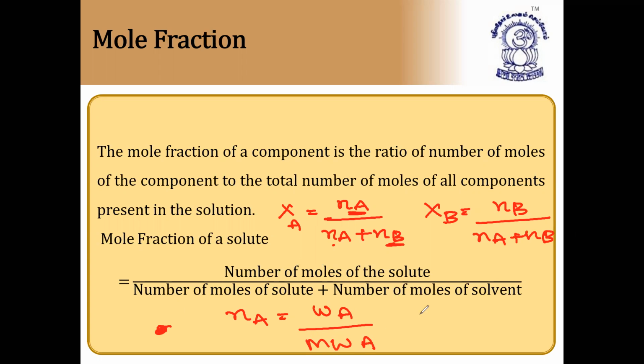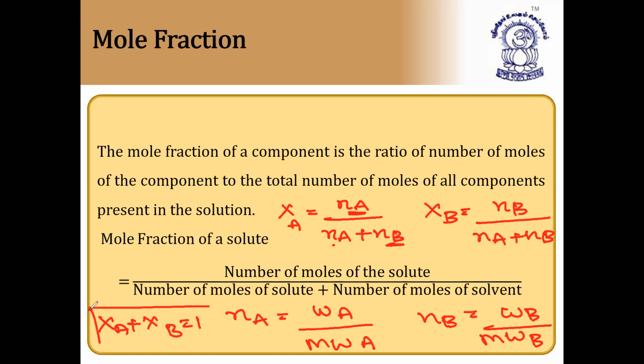Similarly, N of B is equal to weight of solvent by molecular weight of solvent. And already you know mole fraction of solute plus mole fraction of solvent is always equal to 1. So these are the main formulas for mole fraction of component.